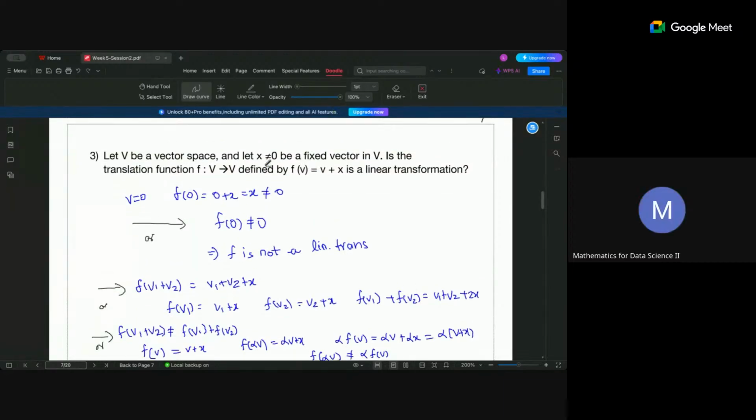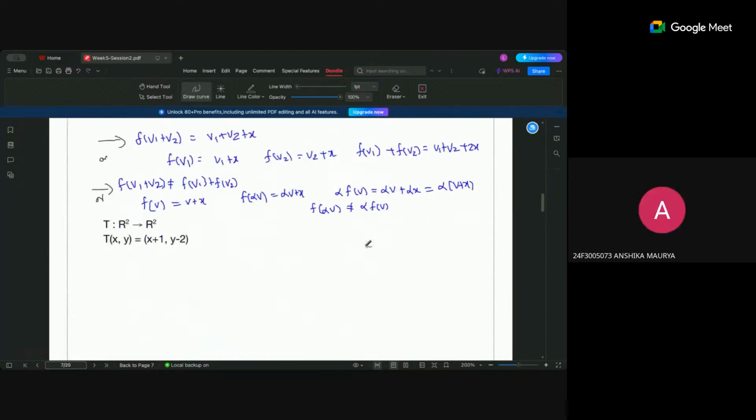See, here I have just used the property that if f is a linear transformation, the zero vector of the domain is mapped to the zero vector of the codomain. So I want to use that property here. I am seeing what the image of the zero vector is. The image of the zero vector is x, which is given to be non-zero. So the zero vector of the domain is not mapped to the zero vector of the codomain, and so it is not a linear transformation. Fine? Yeah, ma'am, fine.